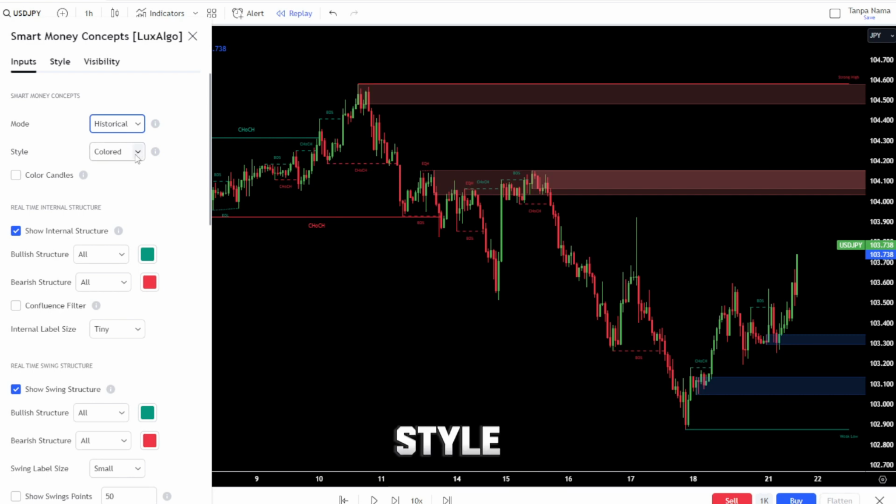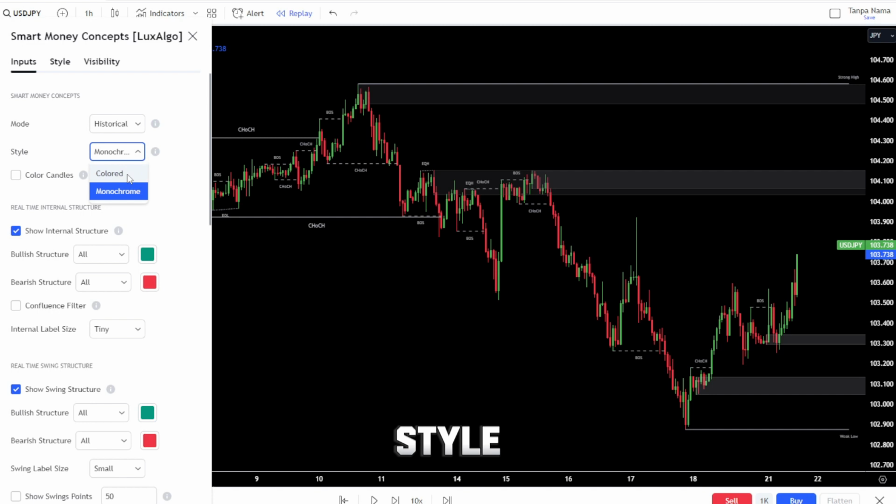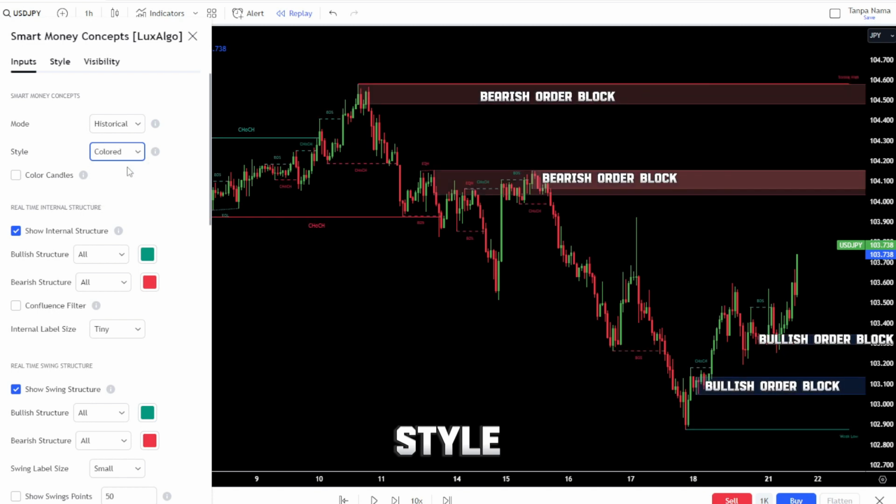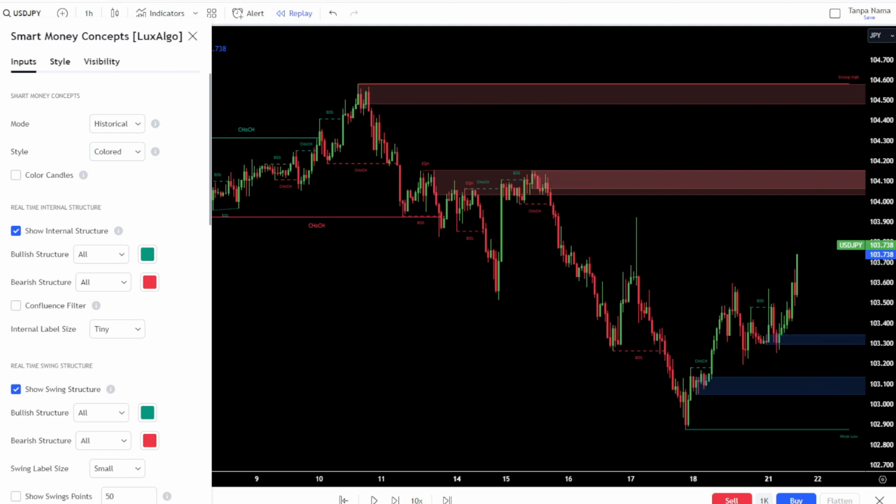2. Style. The style option determines the color of the order block area. You can choose between colored or monochrome. If you choose monochrome, the order block area will be colorless. Whereas, if you select colored, the order block area will have distinct colors. Red indicates bearish order blocks, and blue indicates bullish order blocks.